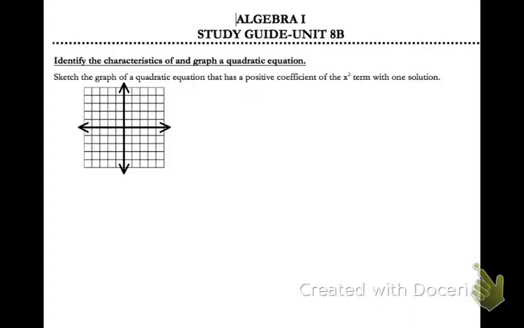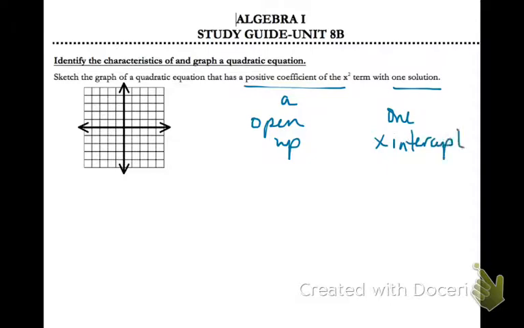You want to sketch the graph of a quadratic equation that has a positive coefficient of x squared, which is the a value, and then has one solution. So that means if the a value is positive, it's going to open up. And if it has one solution, that means it's just going to cross the x-axis once. So it has one x-intercept. Doesn't matter where it crosses, you can just pick a point and then just draw that U-shaped curve. So it just touches down on the x-axis and opens up.